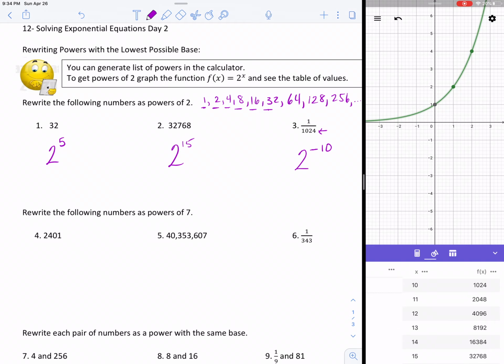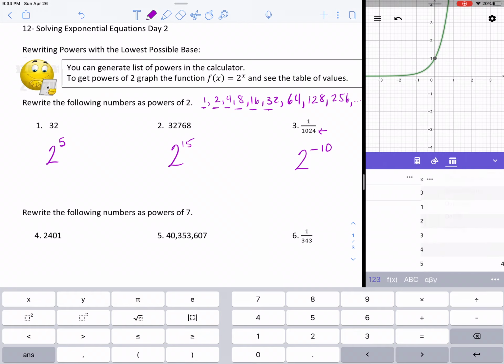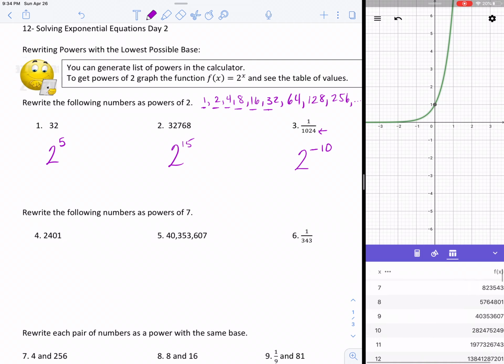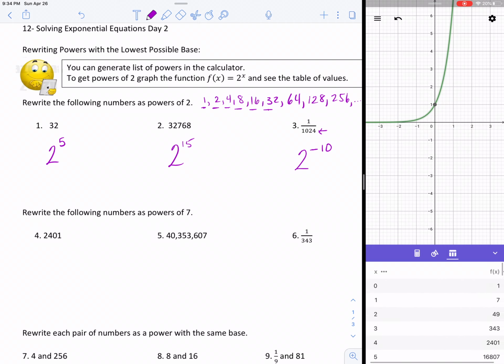The next section, I want you to rewrite numbers as powers of 7. So I would want 7 caret x. And now the table of values will give me all the powers of 7. These numbers get even bigger quicker. Okay, exponential functions get bigger fast, exponentially. So 2,401 I see on my list. When I scroll all the way up to the top, when x is 4, the output's 2,401. That means 7 to the 4th power is 2,401.